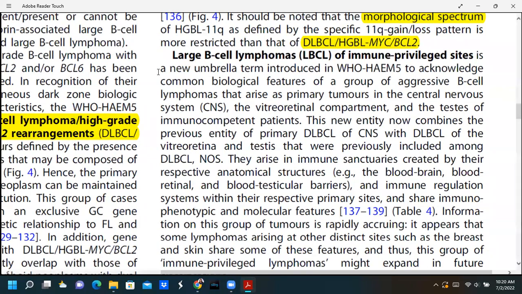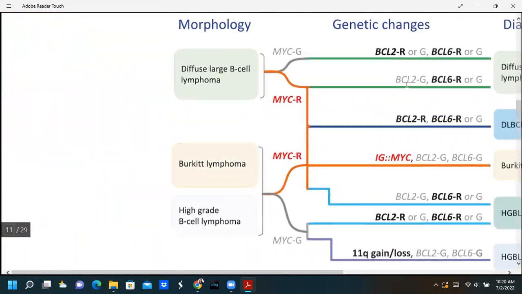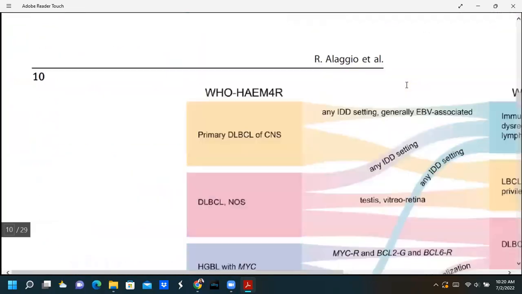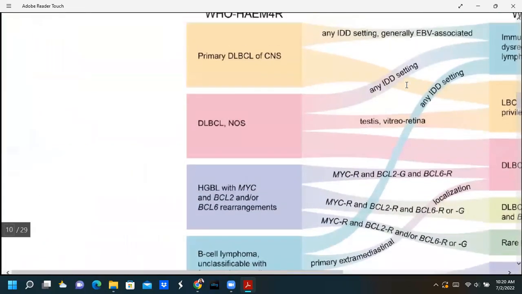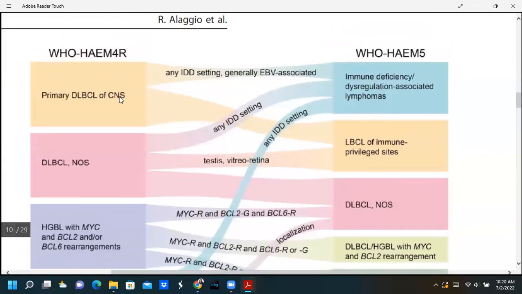Can we cover that Figure 4 first, because that is just summarizing what we have read about large B-cell lymphomas? That's a good idea. Okay, let's do that. So Figure 4, and also there was another one here. Primary DLBCL of CNS. Any immune deficiency setting, especially EBV associated, is now either immune deficiency dysregulation associated lymphoma or LBCL of immune privileged site.